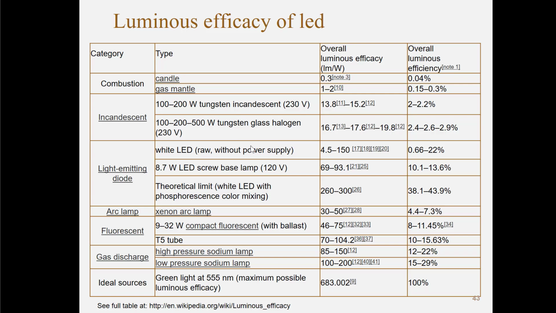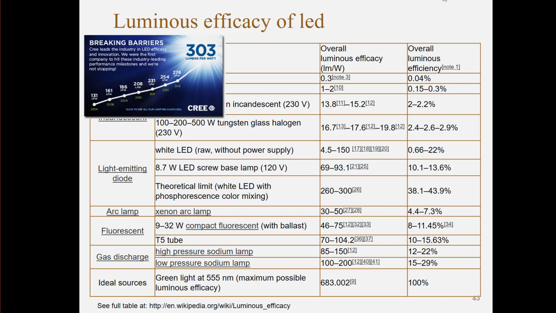And if we look at white LEDs, like the one we looked at just now, they can be up to 150 lumens per watt. A few years ago, they showed in experimental lights that they can be even higher, up to about 300 lumens per watt. And commercially, I think they're about 200 lumens per watt.